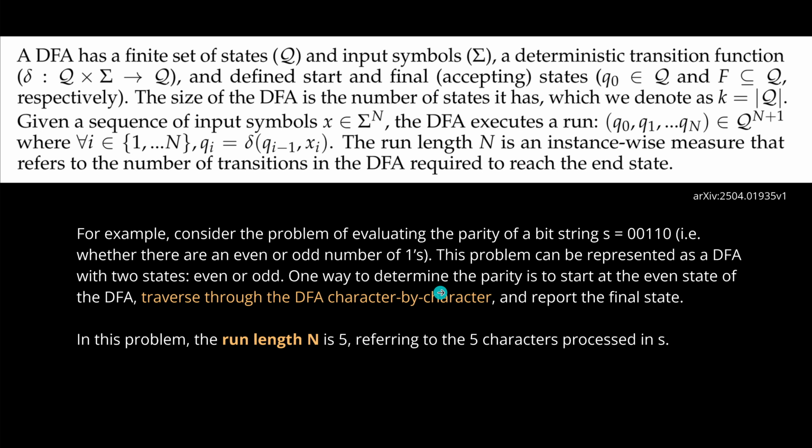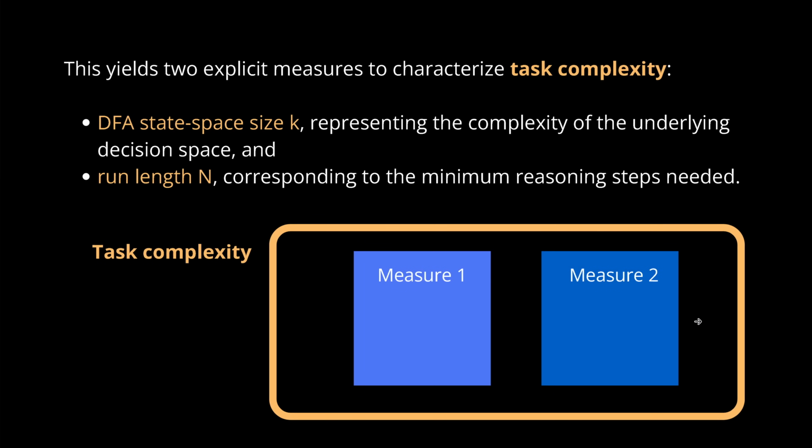Here, another example to show you explicitly what the run length is. Consider the problem of evaluating the parity of a bit string. This is 00110. And the problem can be represented as a DFA with two states, even or odd. One way to determine the parity is to start at the even state of the DFA, traverse through the DFA character by character, and report the final state. Therefore the run length n is 5, because we have exactly 1, 2, 3, 4, 5 characters processed in this way. It can be that simple.